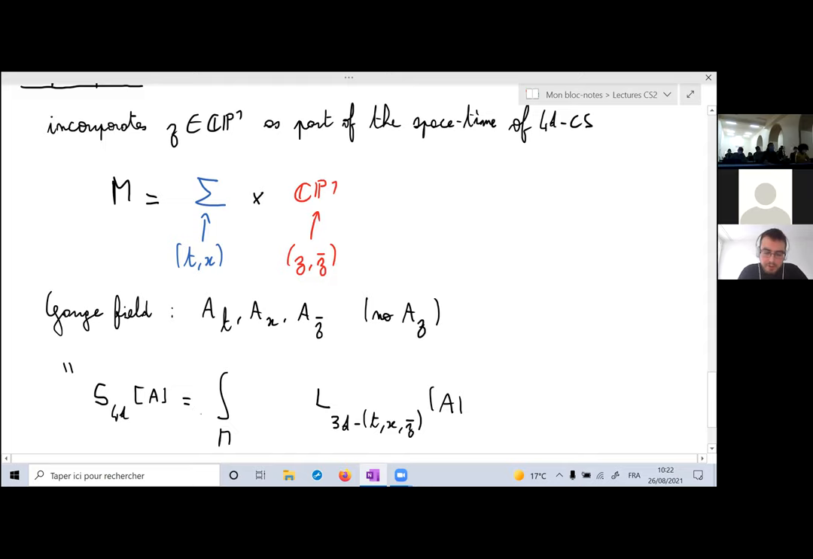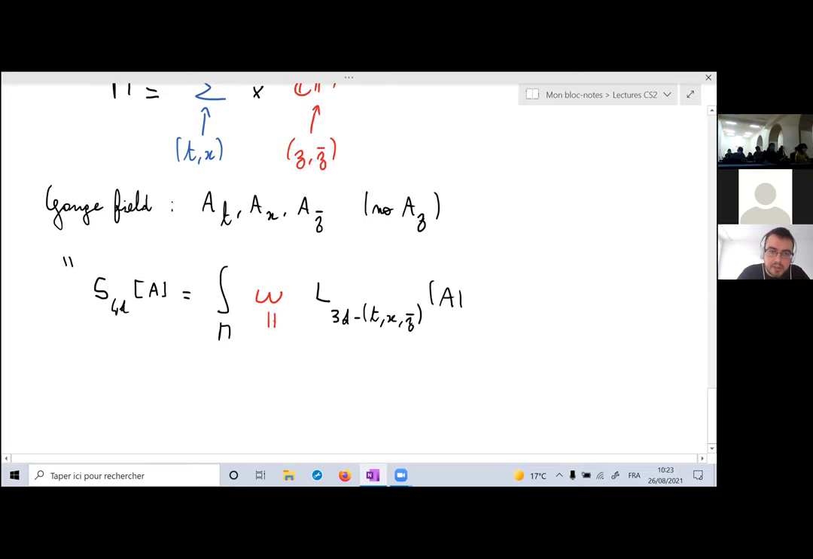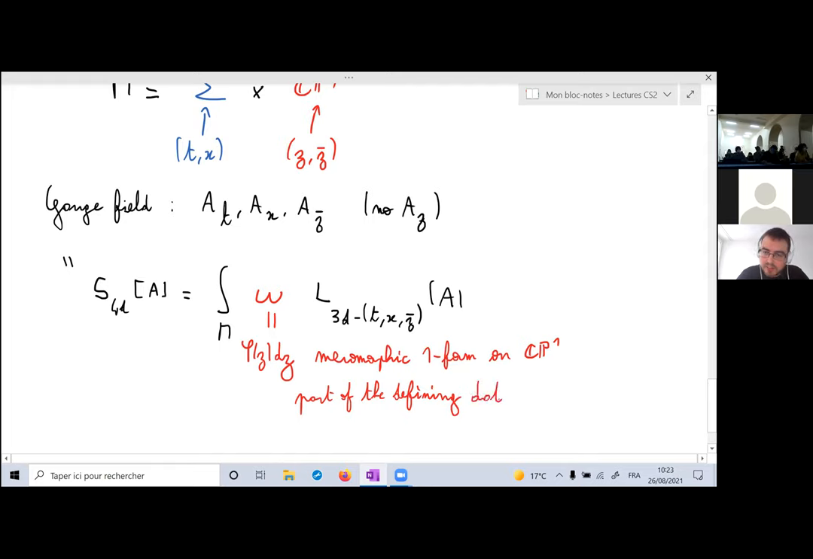And then in front of all this, I put something which is in the Z direction, which I call omega. And so this omega is a function of Z, phi of Z, so a meromorphic function of Z times dz. So I can see it as a one form on CP1. And more precisely, it will be a meromorphic one form on CP1. And importantly, this is part of the defining data of the theory. So although A is a field, it varies, here this phi of Z is not a field. I take phi of Z or omega, and I just specify some function, which for me defines the theory. So considering different omega will define different 4D Chern-Simons theories.